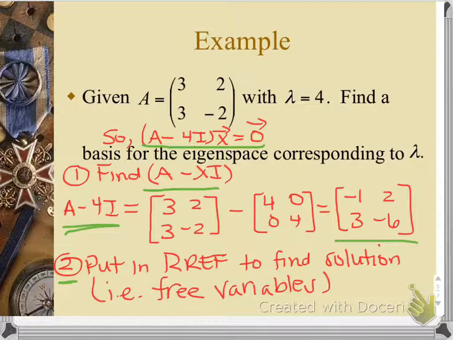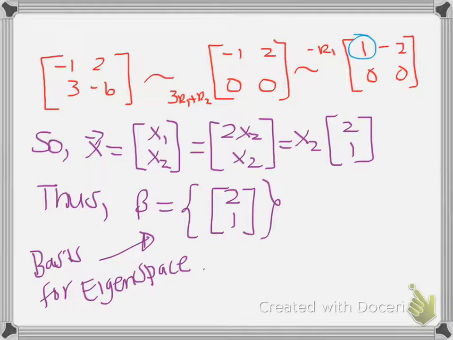And if it's infinite, that means we have non-trivial solutions or free variables. Okay, and so we row reduce here. And again, anytime throughout the video, you can stop and try it on your own before you look to see how I did it. And then we have a pivot column there, and we have our free variable here.